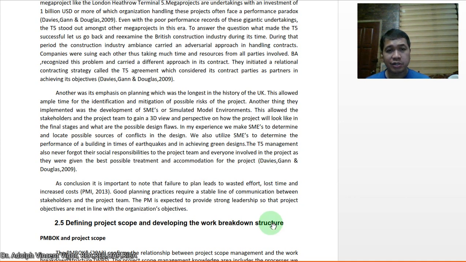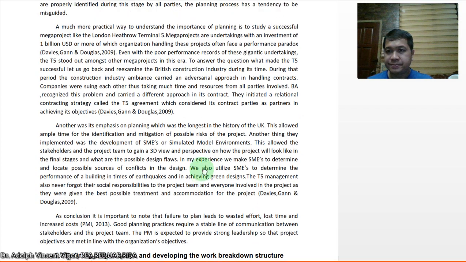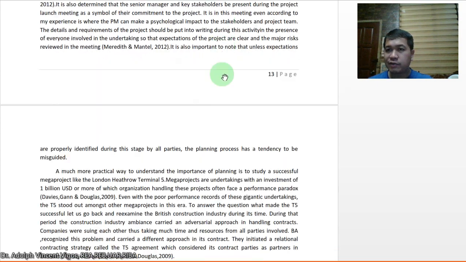So as a conclusion, it's important to note that failure to plan leads to wasted effort, lost time, and increased cost. Good planning practices require a stable line of communication between stakeholders and the project team. The project manager is expected to provide strong leadership so that the project objectives are met in line with the organization's objectives. So this is for this week task.